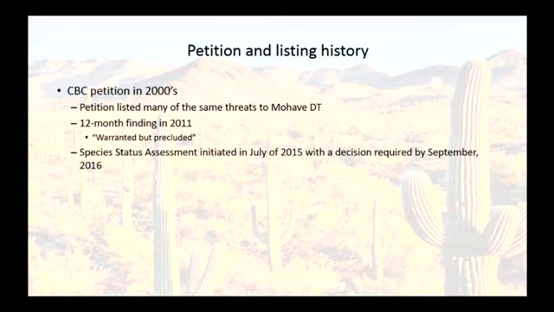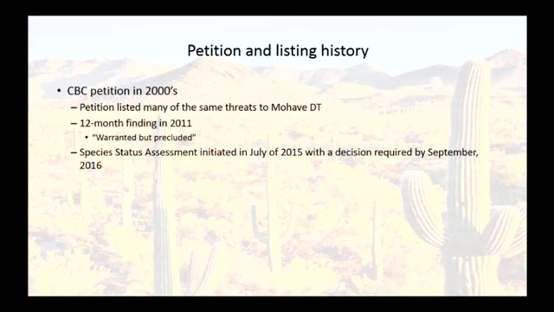So at that time, they decided that the species probably should be listed, but it was precluded. They have this weird purgatory category where precluded means that it's probably in bad shape, but we have other species that are in worse shape and take priority. So we're going to list them and deal with them first, and we'll come back to this tortoise later.